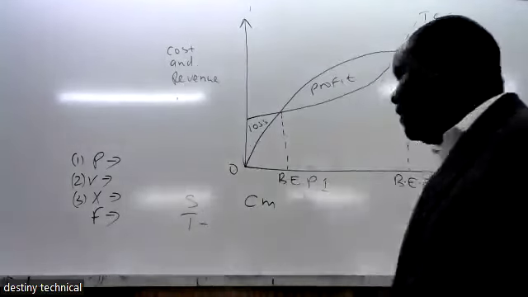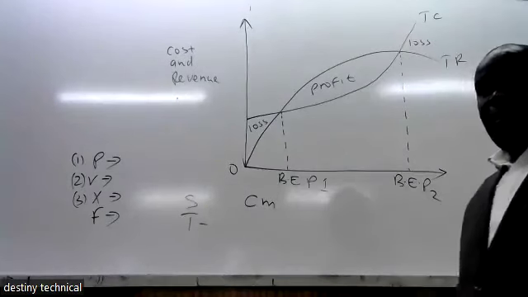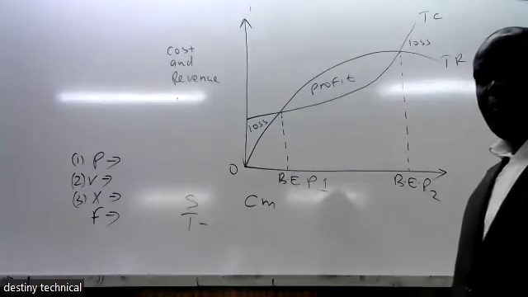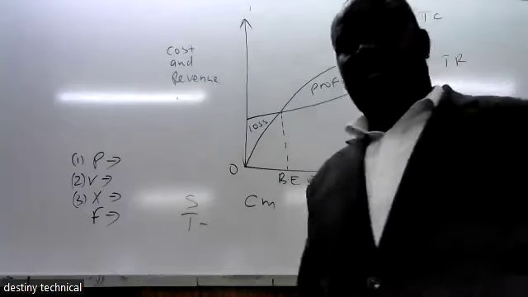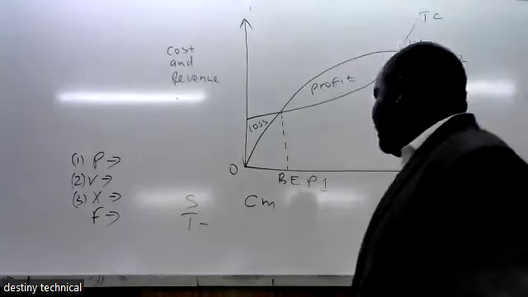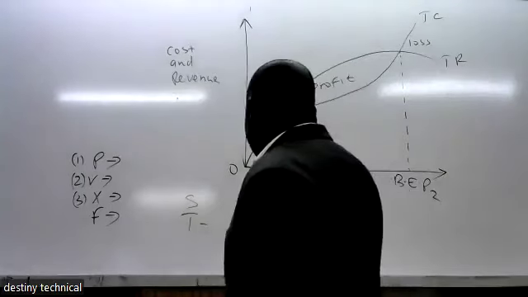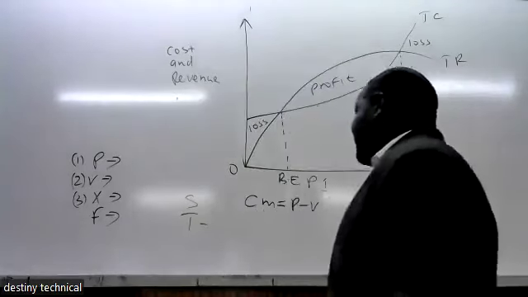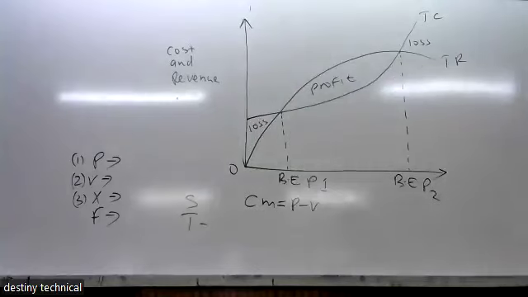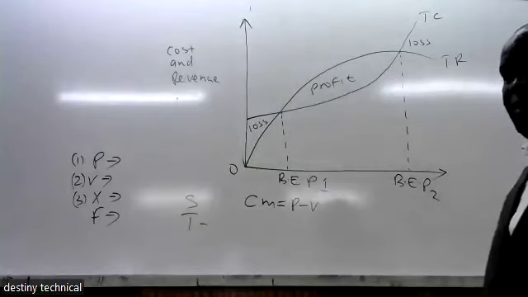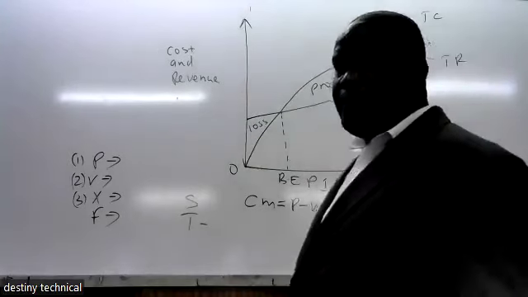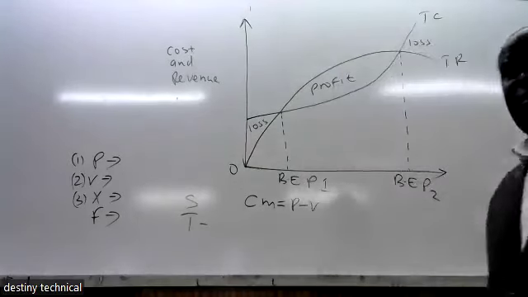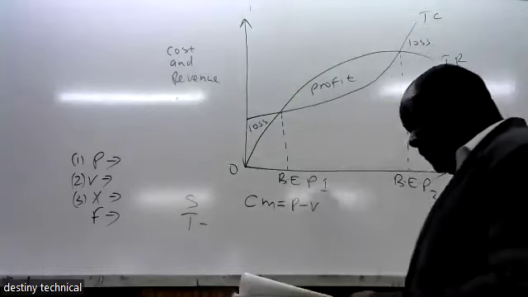Then CM. CM is the contribution margin, and it is equal to P minus V, that is, selling price per unit minus variable cost per unit.